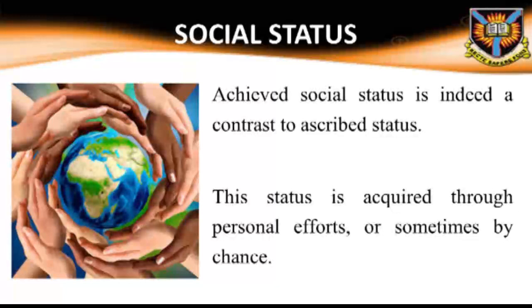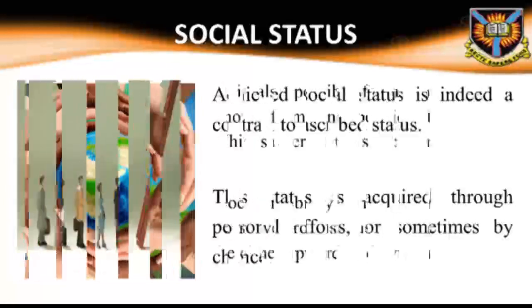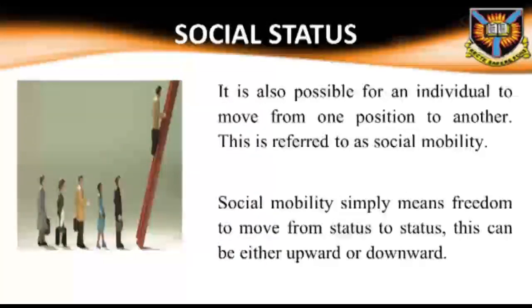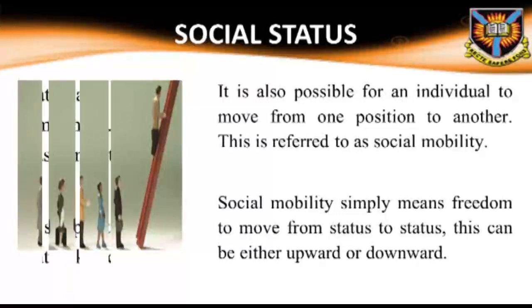In modern society, many statuses are acquired through specialized training. This explains why the son of a poor man in the village can become a professor, while the daughter of a rich man in the town will become a prostitute. The basic reason for this kind of situation is because we are now living in an industrialized and modernized age where there is social mobility in society. Social mobility simply means freedom to move from status to status. This can be either upward or downward.